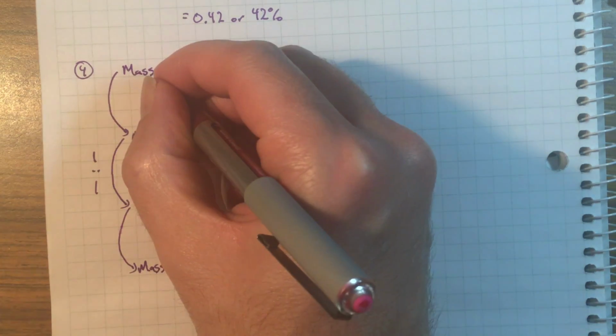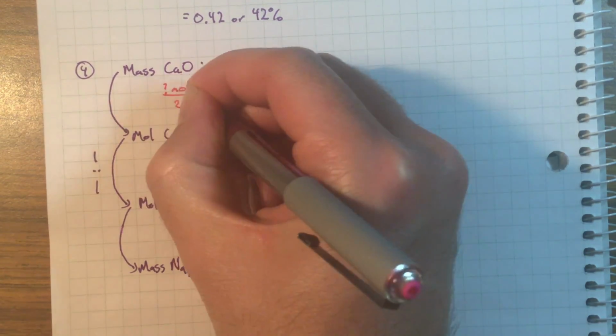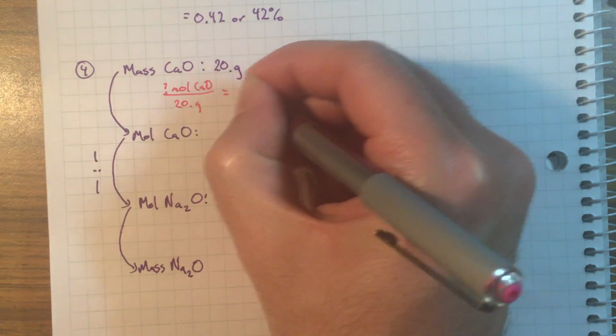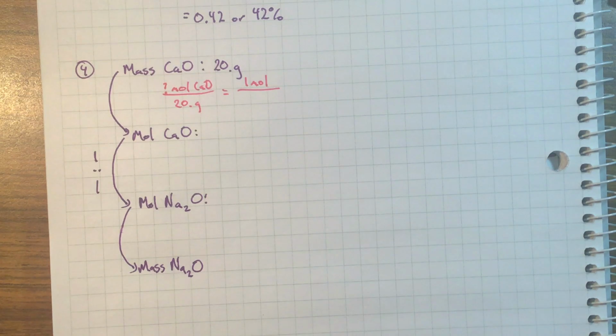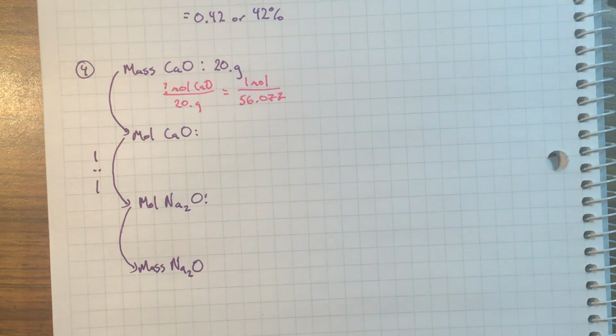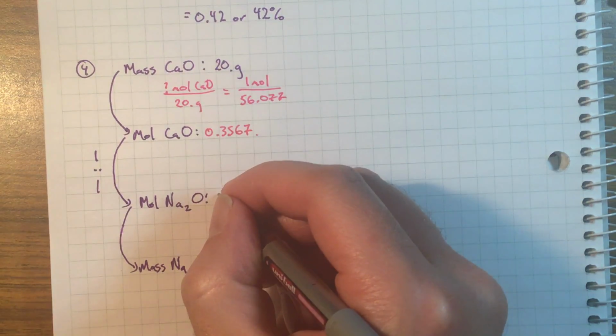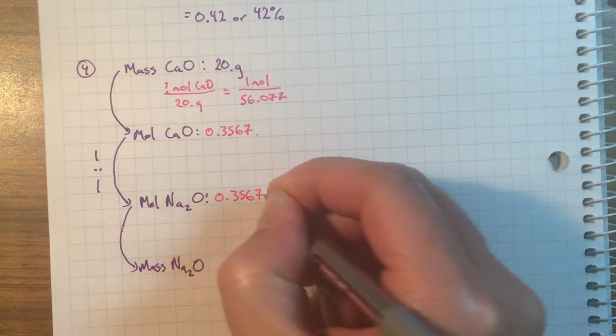So, how many moles of CaO are in 20 grams? Let's do CaO. Calcium is 40.078 plus 15.999, which is 56.077. So 20 divided by that number is 0.3567. I'm going to write that down here, 0.3567.